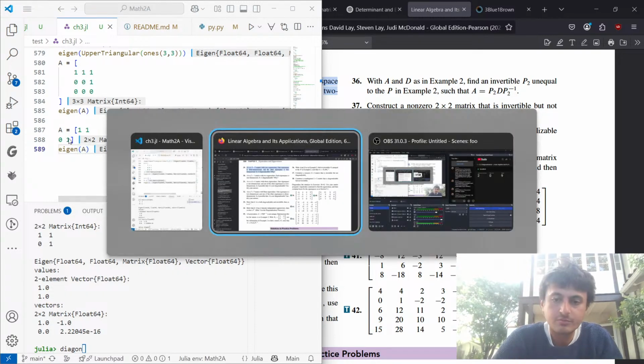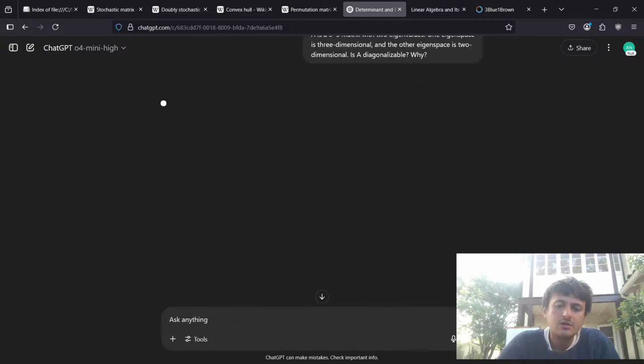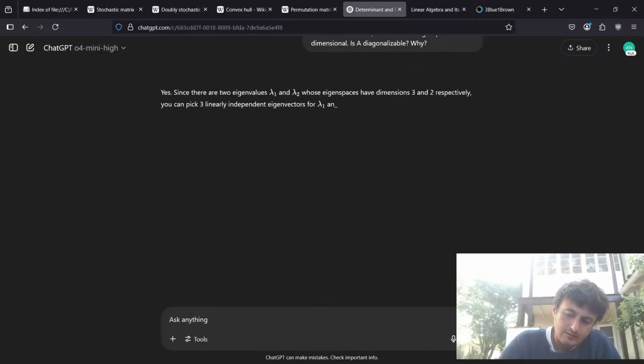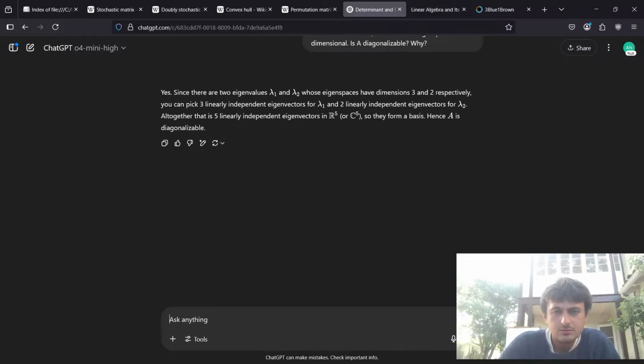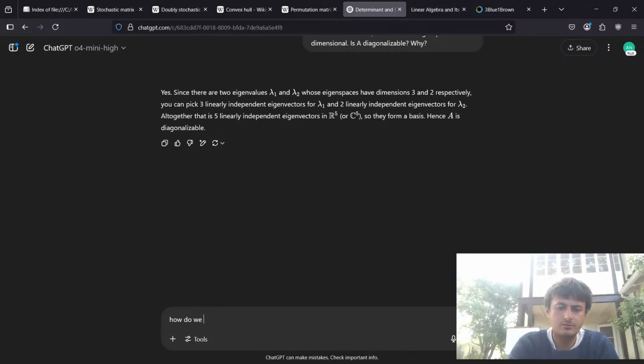Damn, I really am going back and forth. Let's ask ChatGPT. I really want to know this one. How do we know the eigenspaces don't overlap?